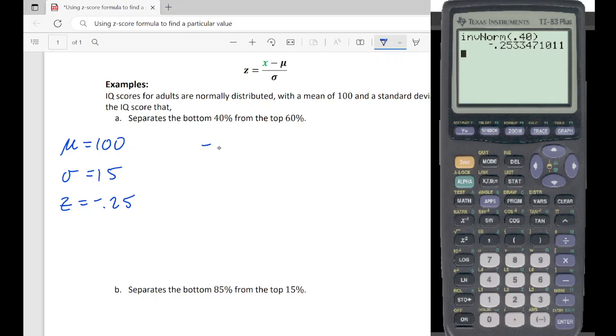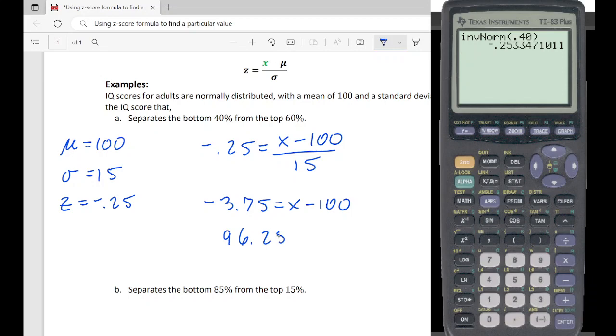Now we can plug it into our z-score formula to find x. So negative 0.25 equals x minus 100 over 15. I'm going to multiply the 15 over to the negative 0.25, and I get negative 3.75 equals x minus 100. Then I'm going to add 100 over, and I get 96.25 is x. So the IQ score that separates the bottom 40% from the top 60% is 96.25.